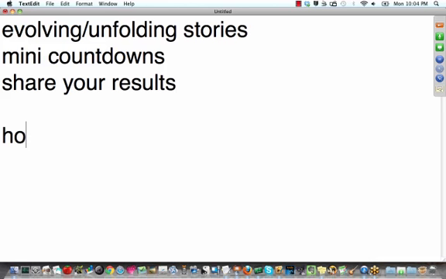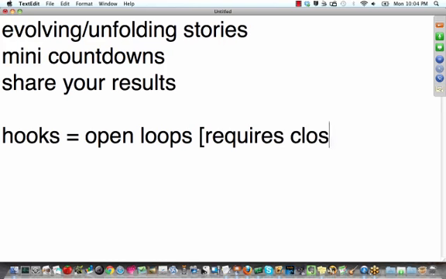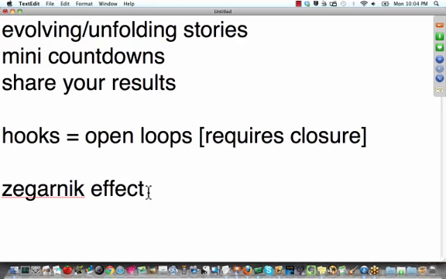We want to use hooks that are open loops. This is more of an advanced strategy to build anticipation and suspense. But an open loop requires closure from the mind. And I want to talk to you about something called the Zeigarnik effect. I'm not sure if I'm spelling it right, but if you Google it, it'll still come up even misspelled. And here's the Zeigarnik effect. It means that if something is left open, then the mind feels the need. It's just a knee-jerk reaction. The mind feels the need to close that loop.